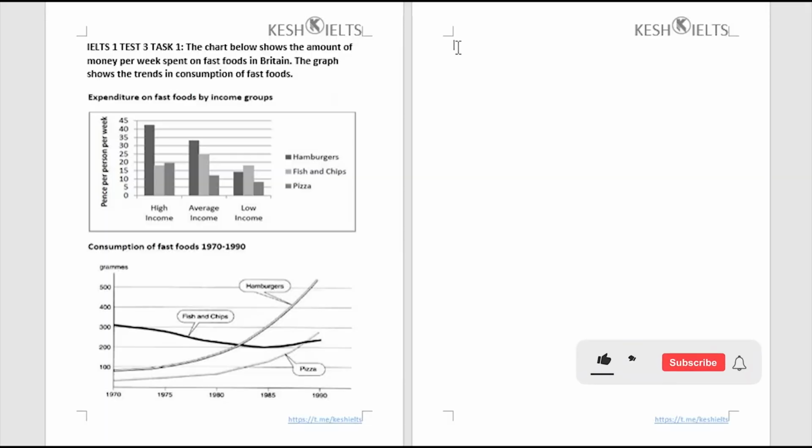So this is from IELTS 1 Test 3 and Task 1. It says the chart below shows the amount of money per week spent on fast food in Britain. The graph shows the trends in the consumption of fast food. So this first one is this and second one is this. So I'm going to paraphrase in here first of all, and then I'll start writing an overall section.